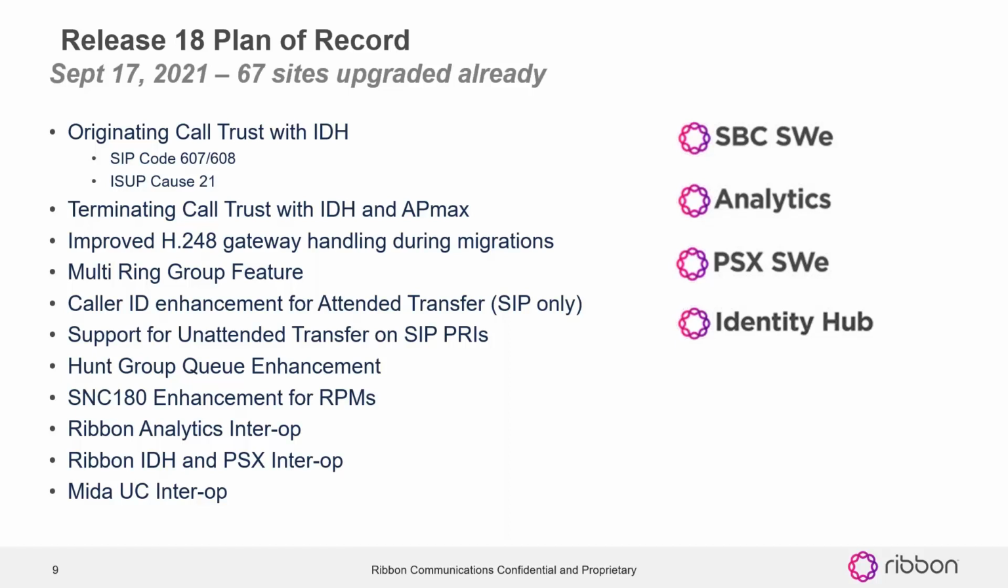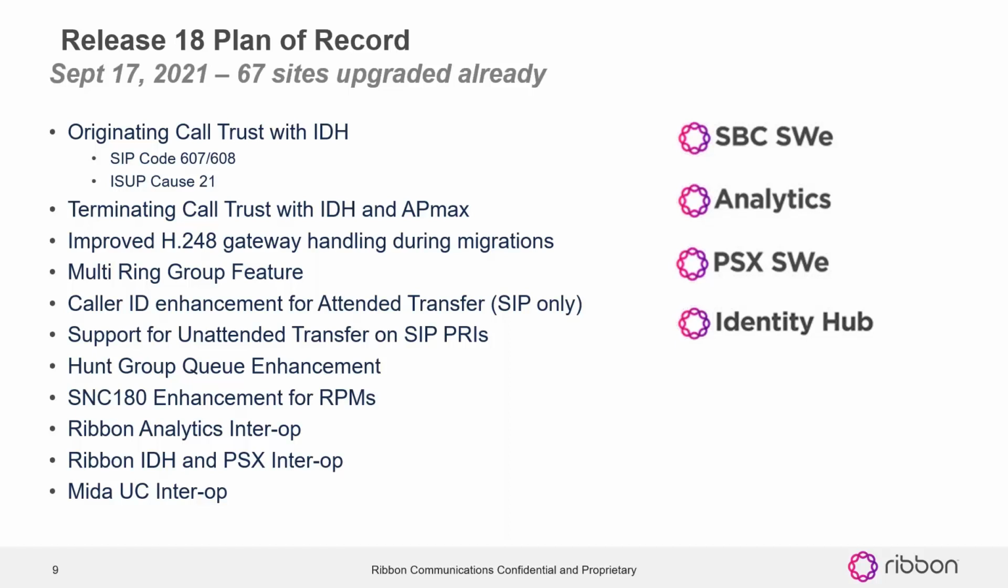Sync 180 enhancement for RPMs. What we did is suppress a Sync 180 alarm at a remote port module site when the remote port module is using a bits clock, which is what we recommend, but we were still putting out this alarm saying that our clock signal from the host to the remote wasn't as good as we would like. Well, we weren't actually using that. We were using their bits clock, so we suppressed that alarm. Basically, this makes the system look cleaner.